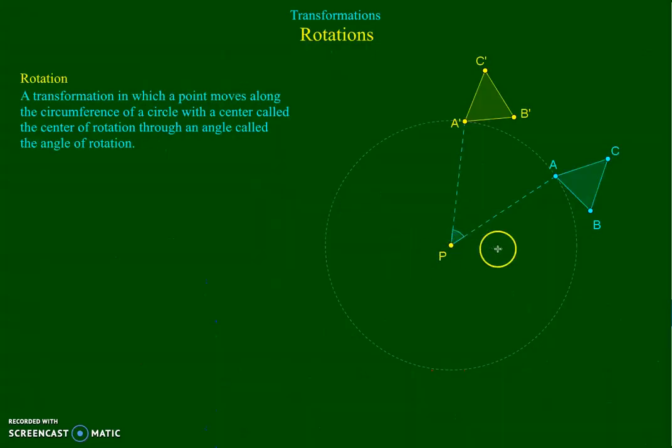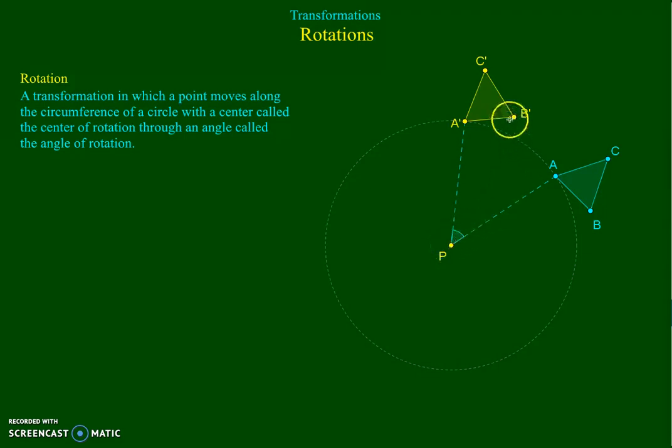A rotation is a transformation in which a point moves along the circumference of a circle with a center called the center of rotation through an angle called the angle of rotation. Some authors use the phrase turn a figure, but I think this is a slightly more precise definition of what a rotation is. So if we call this point P our center of rotation, we're going to rotate all the points along the circumference of a circle centered at that point P.